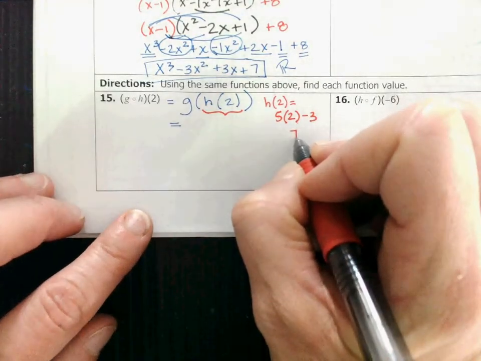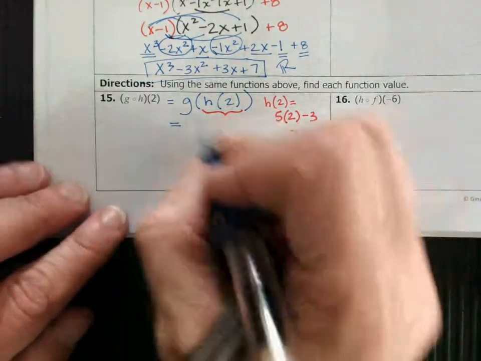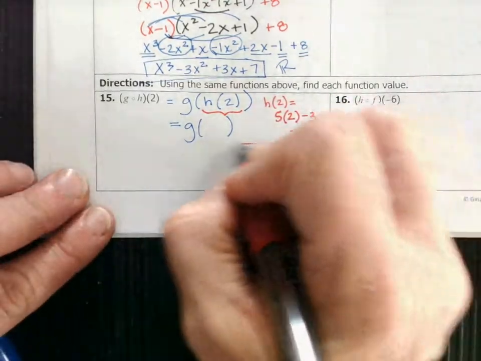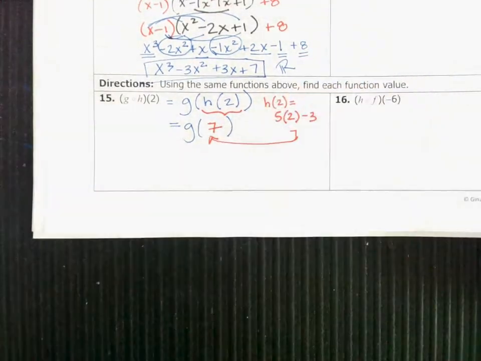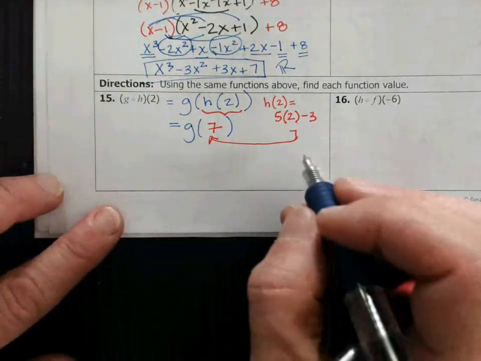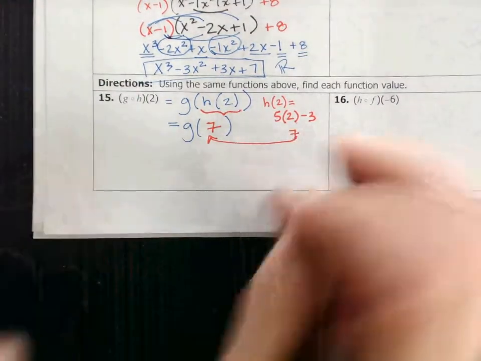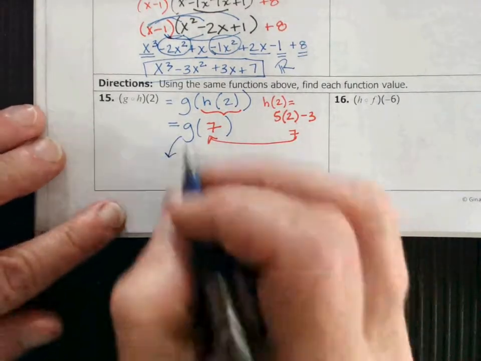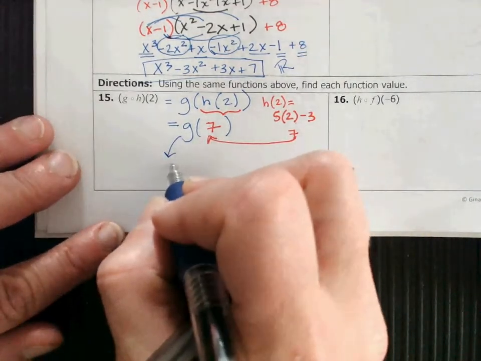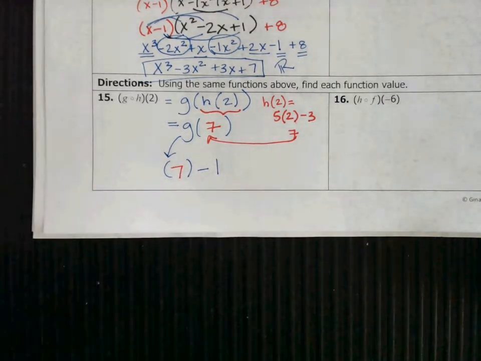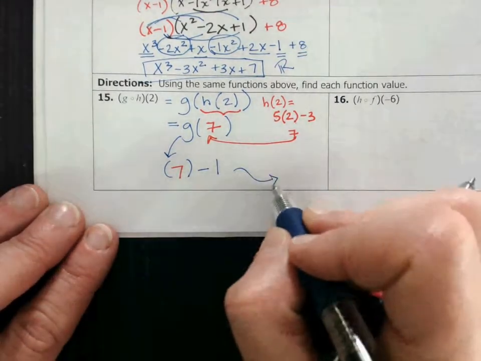Are y'all good? So now what I'm really doing is g of what? 7. And so my g function is x minus 1. So we're going to plug in a 7 there. And so the final answer is 6.